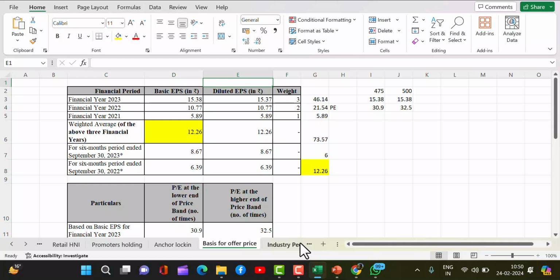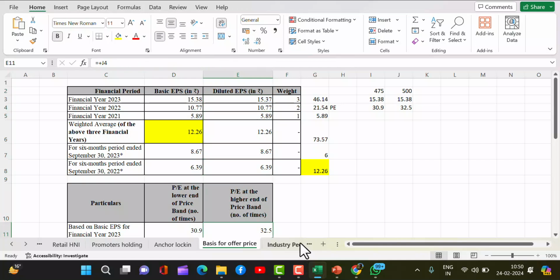So the corresponding 6 months and the current 6 months before the issue came, the company was earning 8 rupees 67 paisa. Okay, and उसके पिछले 6 महीने. So even the EPS is growing compared to the 6 months as well as on the yearly basis. Okay, then they calculate the PE ratio.